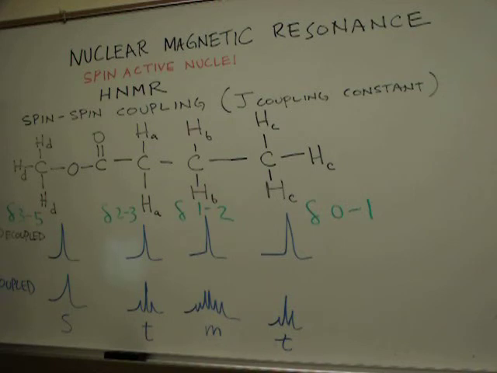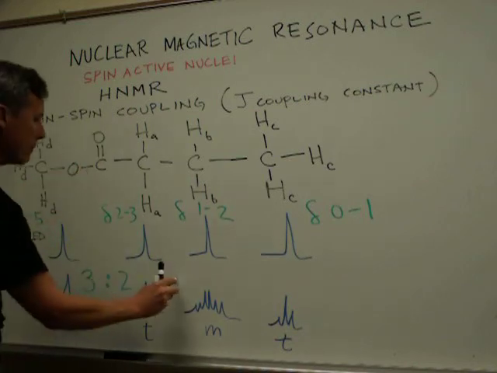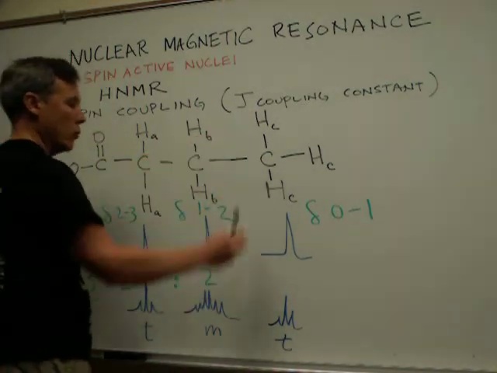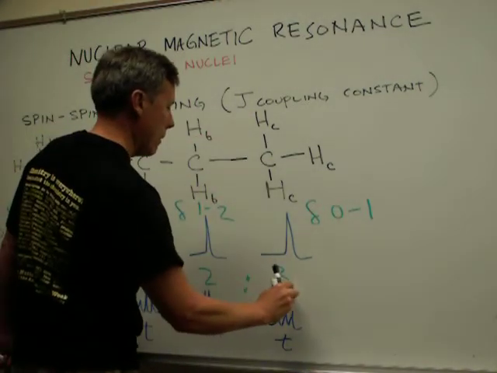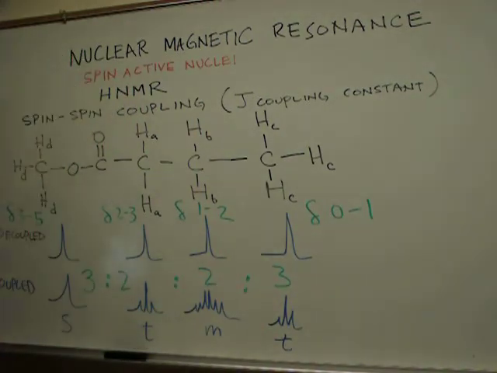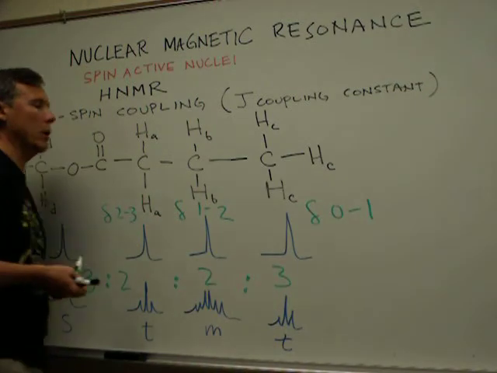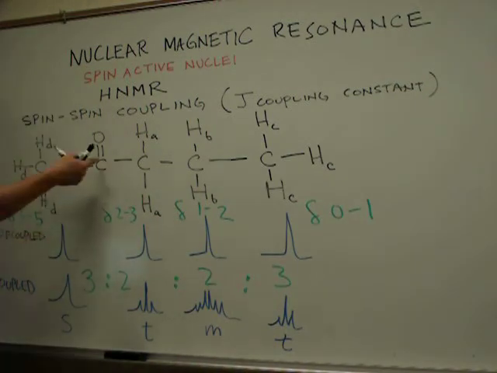Our integration would be the following. Integration would be 3 protons, 2 protons, 2 protons, 3 protons. There would be no signal for this carbon since there's no proton attached.